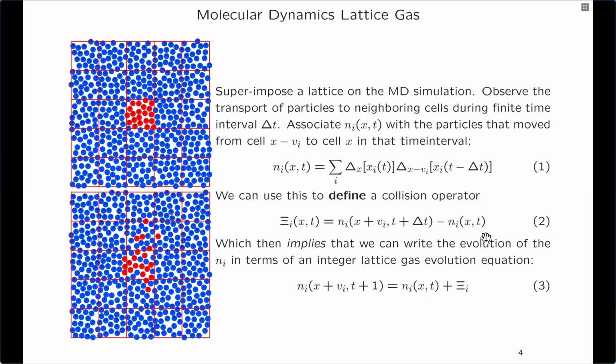But then you know the n_i at all times, right? From one time step to the next, you know n_i at all times. That means you can deduce what the collision operator is. It's just the difference between n_i at different sites and times. And you write down something that looks like a lattice gas evolution equation, right? So you have the streamed n_i are the original n_i plus some ξ_i, which is how they got redistributed. So this looks exactly like a lattice gas evolution equation. And then when we take the Boltzmann average of this, it will be a lattice Boltzmann equation, right?